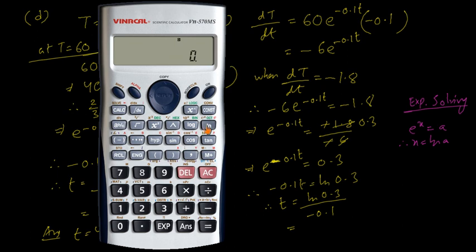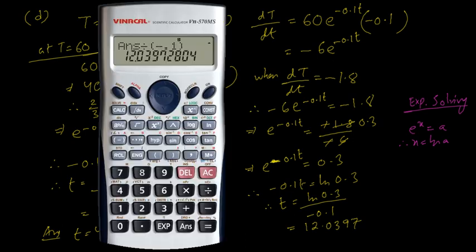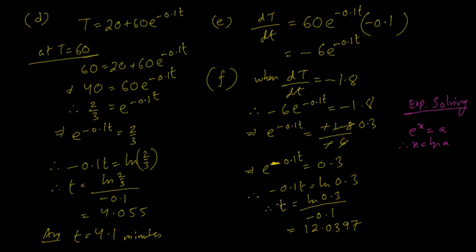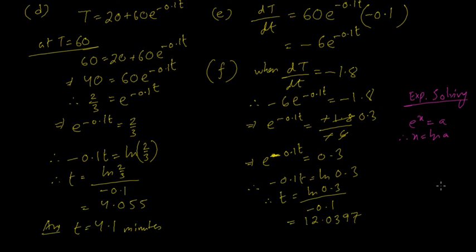So let's find the value out. ln 0.3 equals this one. Find this first, then divided by bracket minus 0.1, bracket closed. So this is going to be 12.0397. Now this is a relatively accurate answer, 12.0397. Now remember, we found the value of time, small t, but the question was you have to find the value of capital T, which is temperature. So you have to plug this value in.